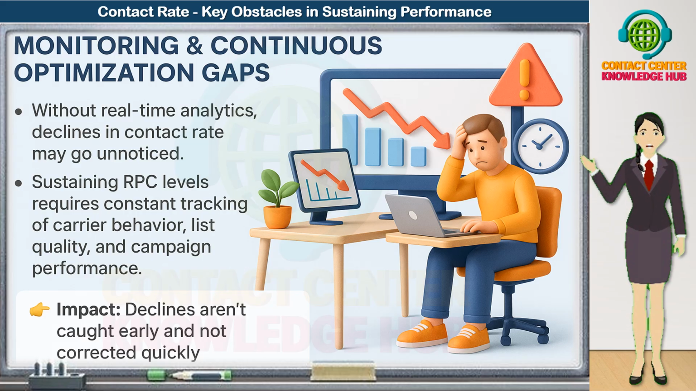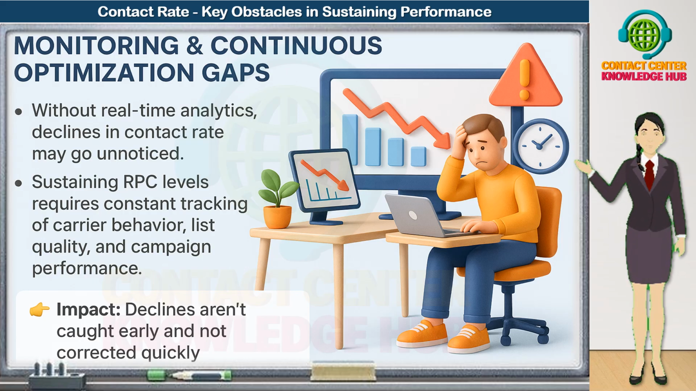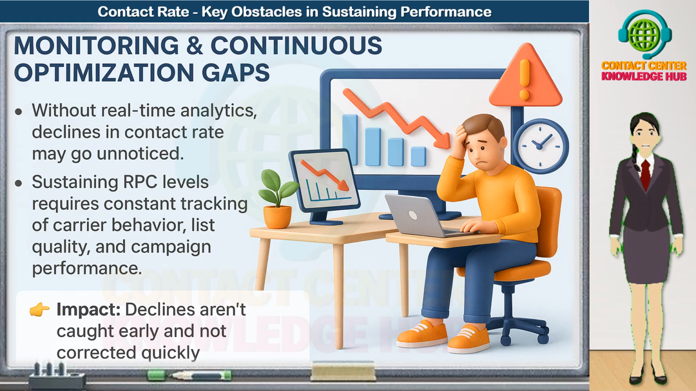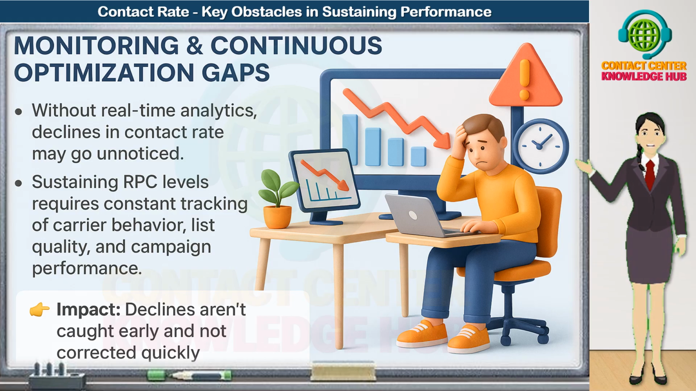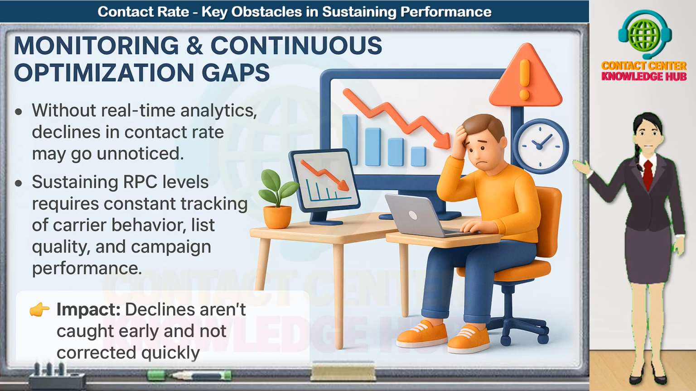Finally, let's discuss one of the most common operational blind spots: monitoring and continuous optimization gaps. Many contact centers set up their dialing campaigns and forget to monitor them closely. Without real-time analytics and dashboards, gradual declines in contact go unnoticed until performance has already dropped significantly. To maintain high right-party contacts, teams must track results continuously, analyzing key variables such as carrier behavior, list source quality, and campaign-specific performance metrics. This helps detect changes that could impact connection success.